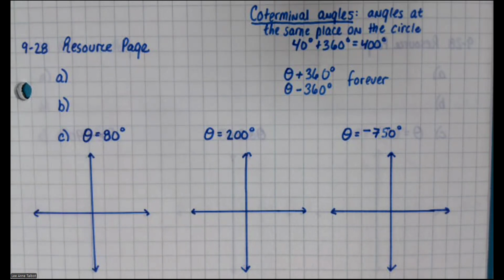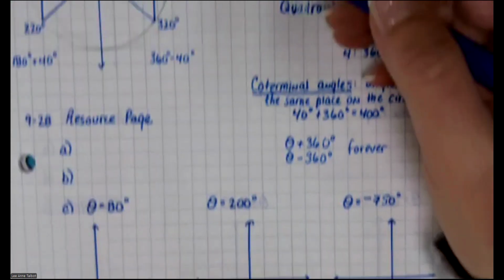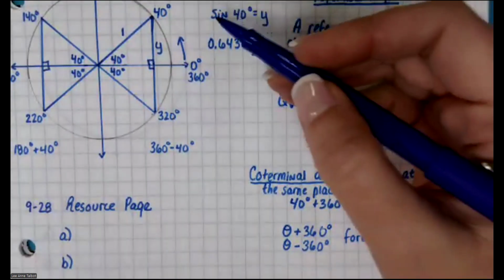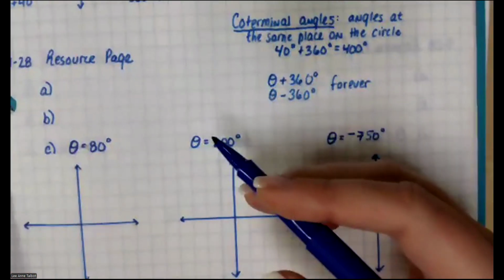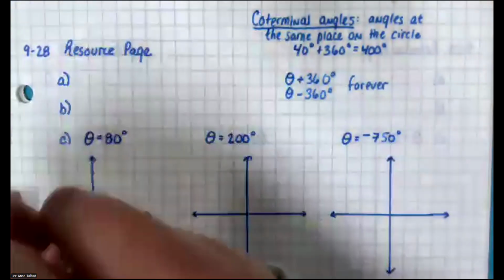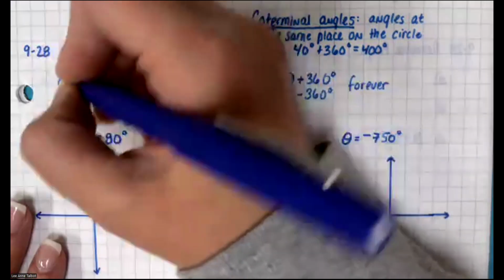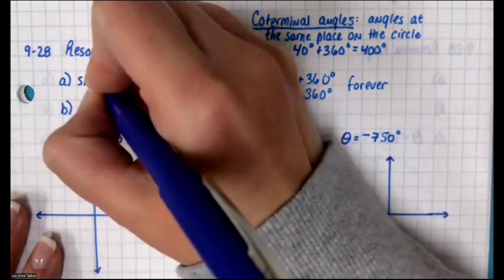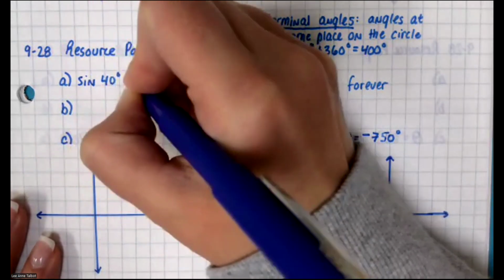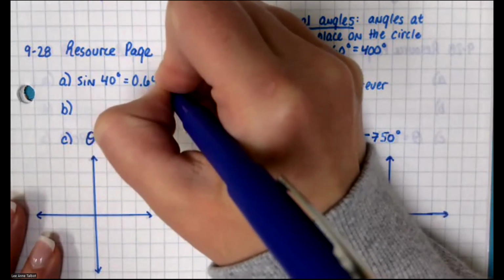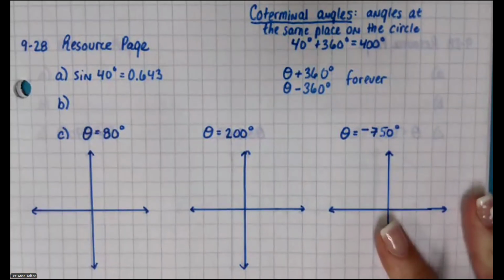Okay, so for A, we're just going to steal work that we did from our previous problem up here. So what I want you guys to do is take the sine of 40. We're going to work with 40 degrees again because that's what we've been working with in this problem. So I want you to write sine of 40 degrees equals 0.643. We did that on the calculator earlier.